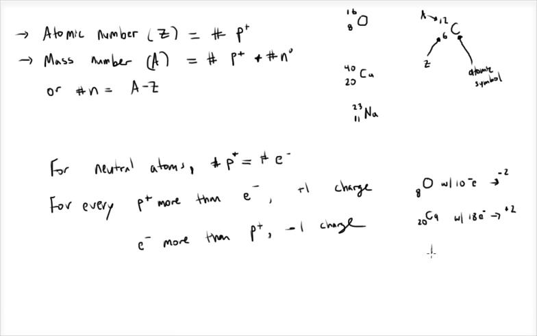For sodium, if I had sodium with 10 electrons, it would have 1 more proton than electron, which means it would have a +1 charge. And that's true for all the numbers. You could have +3, +2, whatever.